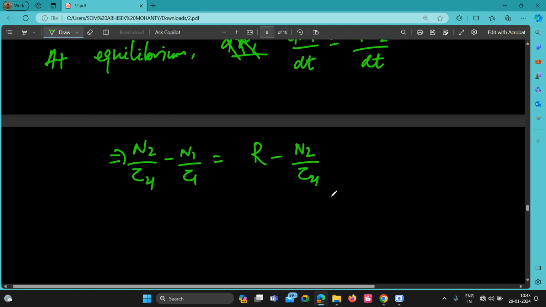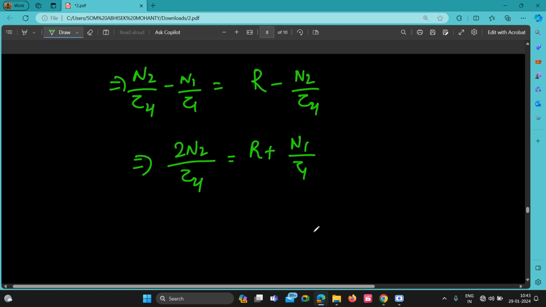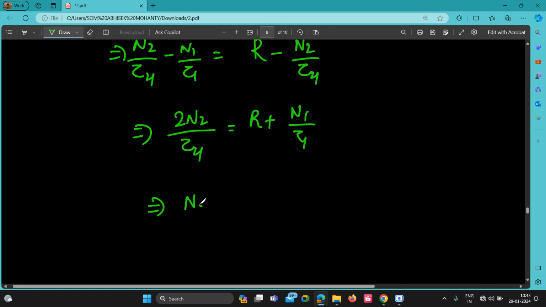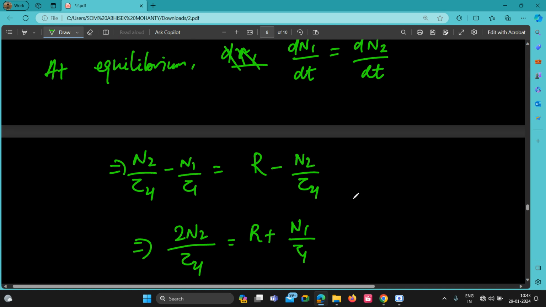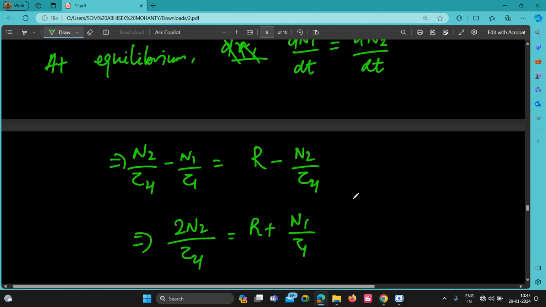So if I write the equation, 2n2 by tau 21 is equal to R plus n1 by tau 1, right? R plus n1 by tau 1. So n2 will be tau 21 by 2 into R plus n1 by tau 1. Okay, I made a mistake. Wait.